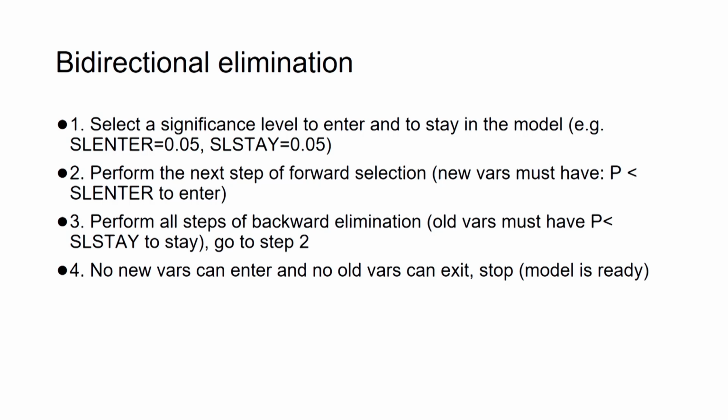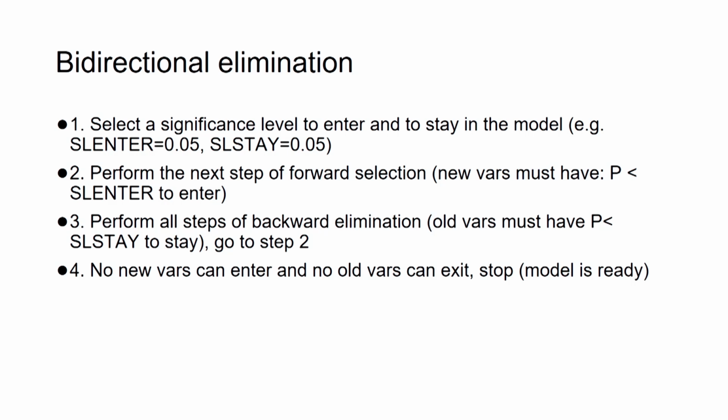Then there is the next method of building the model, that is bidirectional elimination. In this case we select a significance level to enter in the model and another significance level to stay in the model. So, there are 2 significance level values, SL enter, suppose 0.05, and SL stay in the model, 0.05. Then perform the next step of forward selection. We are trying to find out which predictor we should add in our model, and the new variable must have p less than p enter.